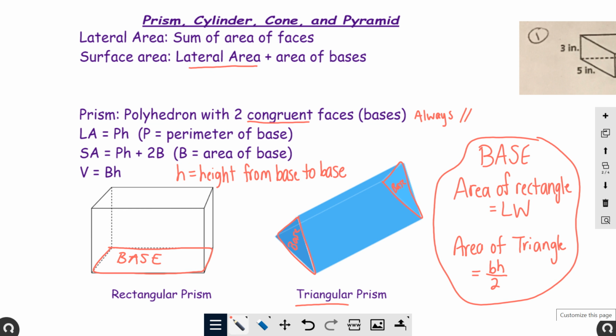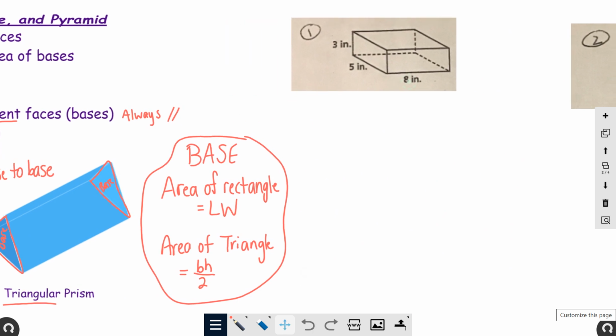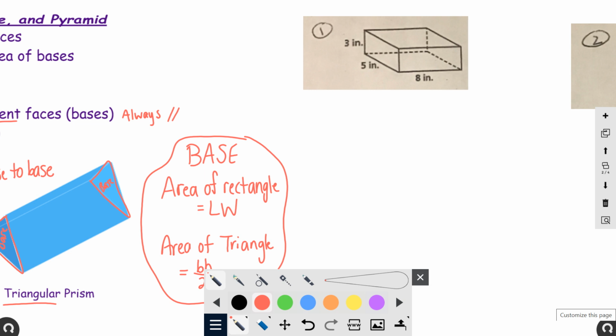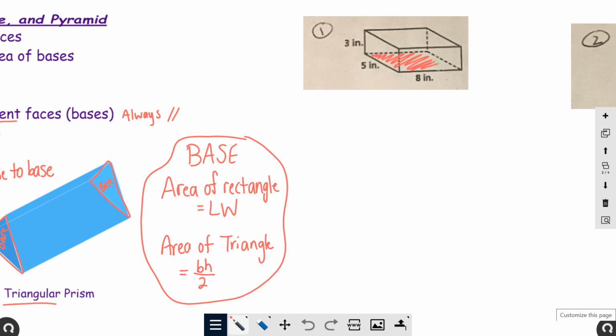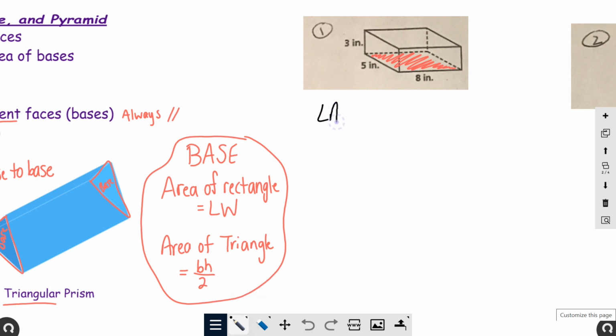Okay, so our first problem here is a rectangular prism, right? The first thing that I like to do is shade in the base. What numbers are part of our base? 5 and 8. So this is our base. Now, if we go through our formulas, lateral area is PH. P stands for what? Perimeter of the base.